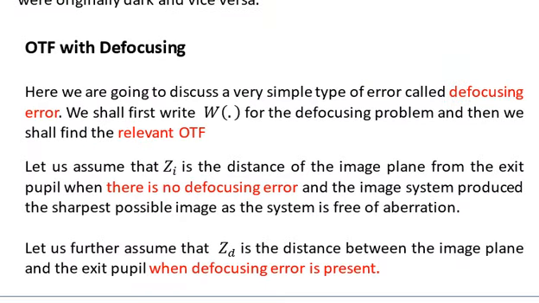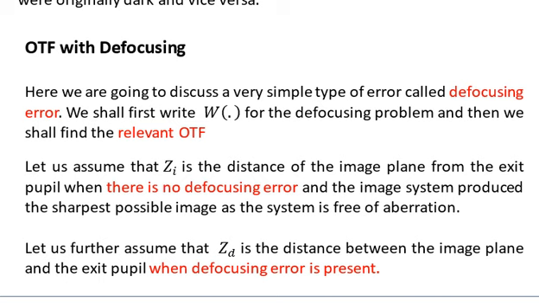OTF with defocusing. Here we are going to discuss a very simple type of error called defocusing error. We shall first write W for the defocusing problem, and then we shall find the relevant OTF. Let's assume that Zi is the distance of the image plane from the exit pupil when there is no defocusing error, and the image system produced the sharpest possible image as the system is free of aberration.